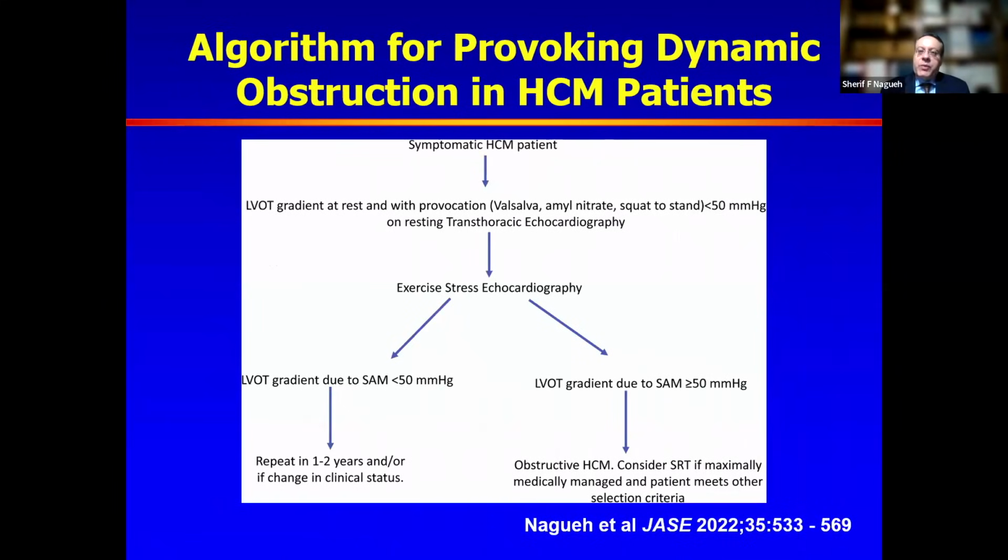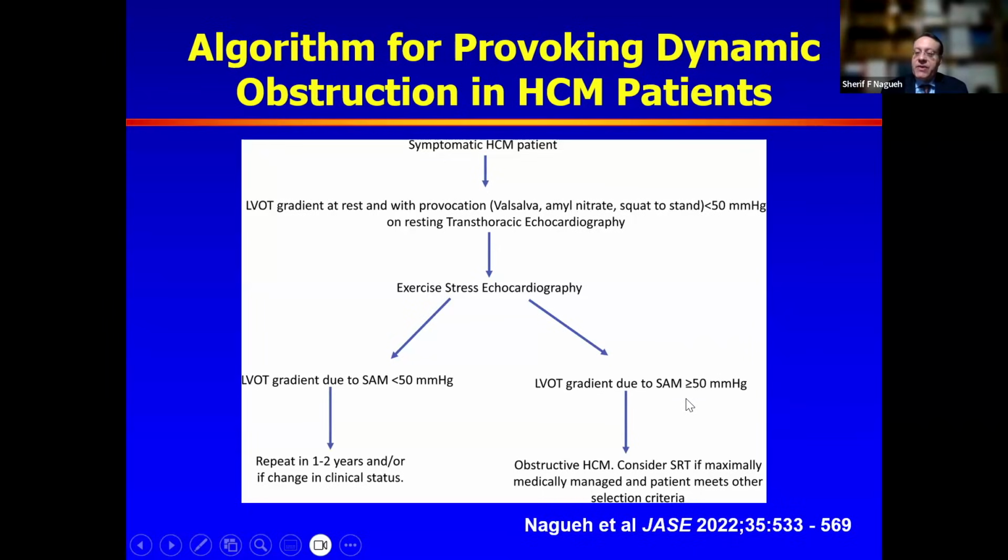This is an algorithm that was included in the American Society of Echocardiography document in 2022 for the diagnosis of hypertrophic cardiomyopathy, focused on the role of imaging. It was actually a multi-society document led by ASE. If you have a symptomatic patient and you looked at the gradient at rest and with Valsalva, and if you're a lab that does amyl nitrite or squat to stand, and you are left with a provocable gradient less than 50, we want to do exercise stress echo.